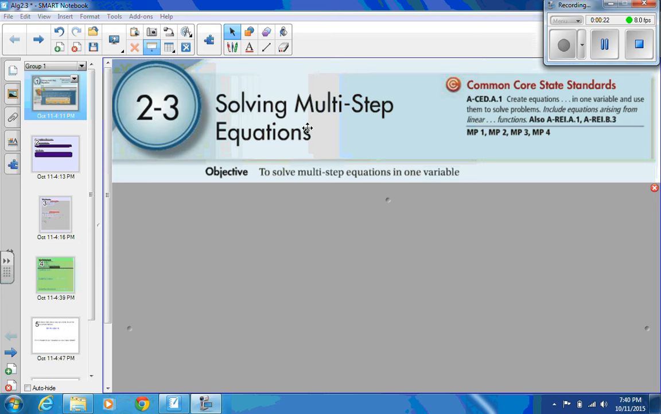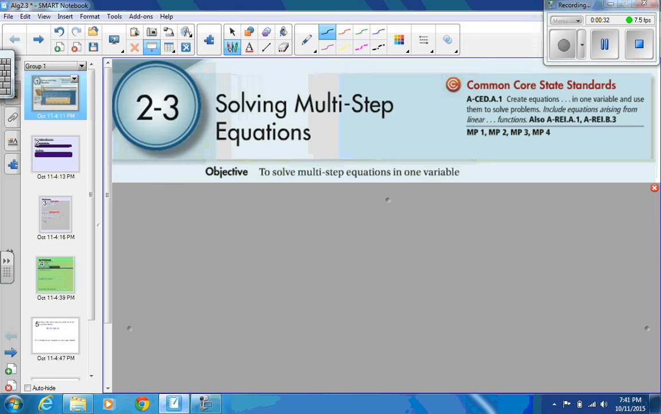We're going to start off with just making sure you write down the goal for this one. I would write it on your goal sheet, if not on your notes. Either way, you're going to have to self-assess yourself on that goal sheet afterwards. So this is the goal. Remember, goal and objective are the same thing. We're going to solve multi-step equations in one variable.